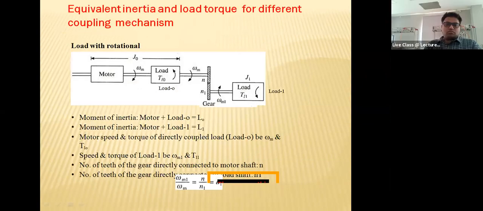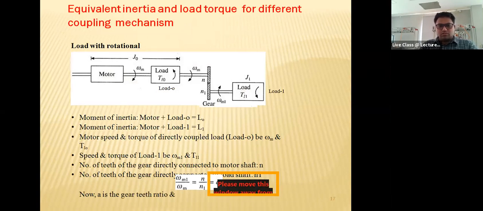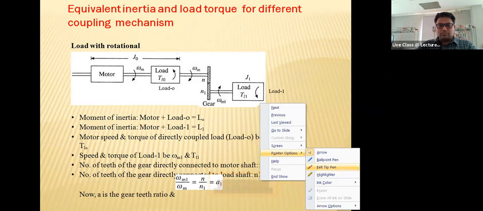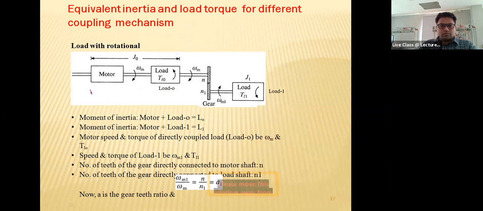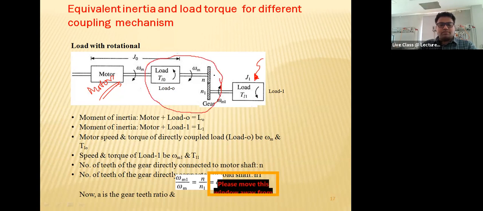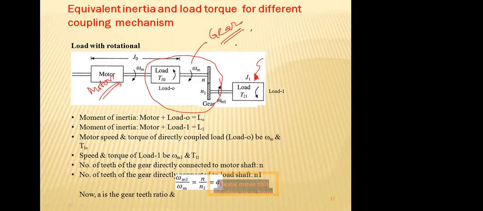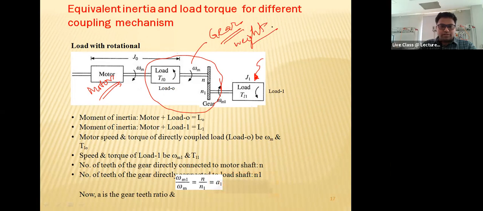This diagram doesn't look so nice, so people might be failing to understand it, so let me clarify that. This is the motor part, right? This will be driving the load here. But in between the load and the motor, there is a coupling. This will be a gear-based coupling. Now this gear has some weight, it has some mass, right?